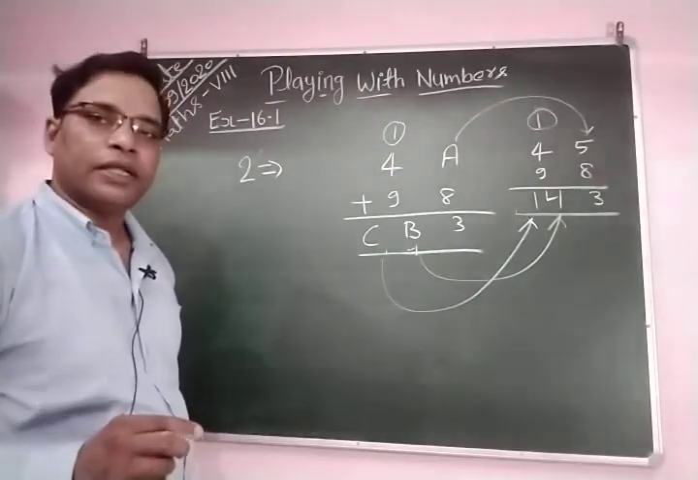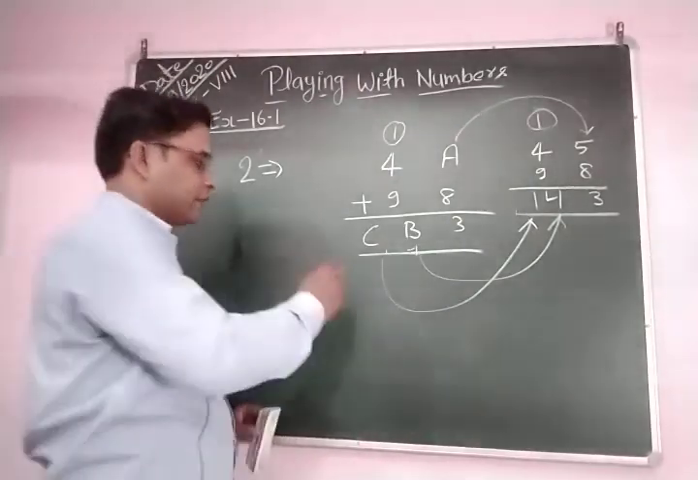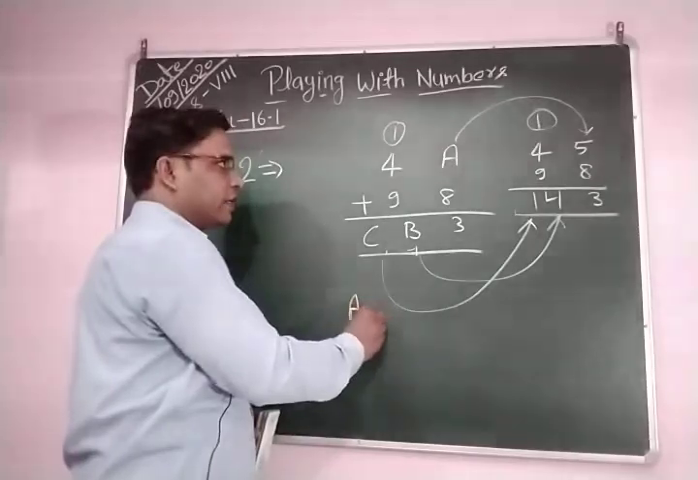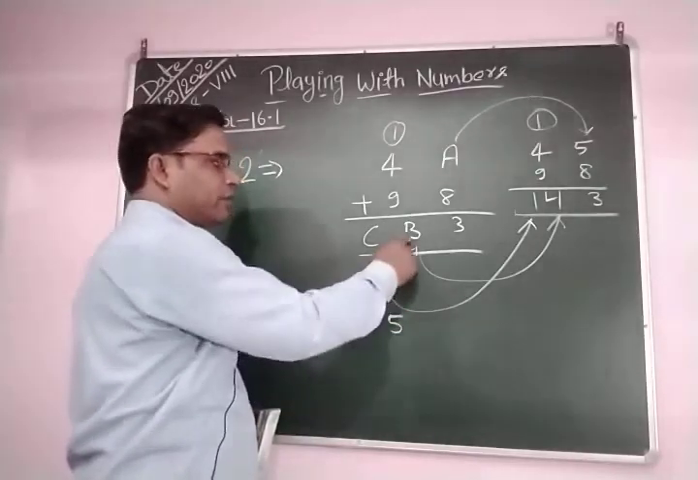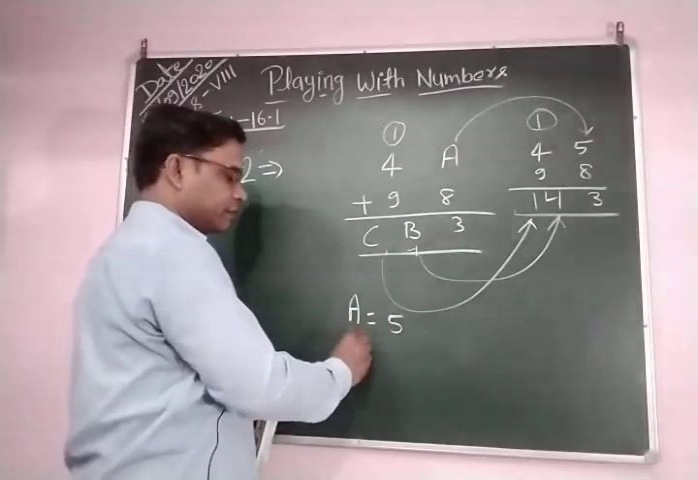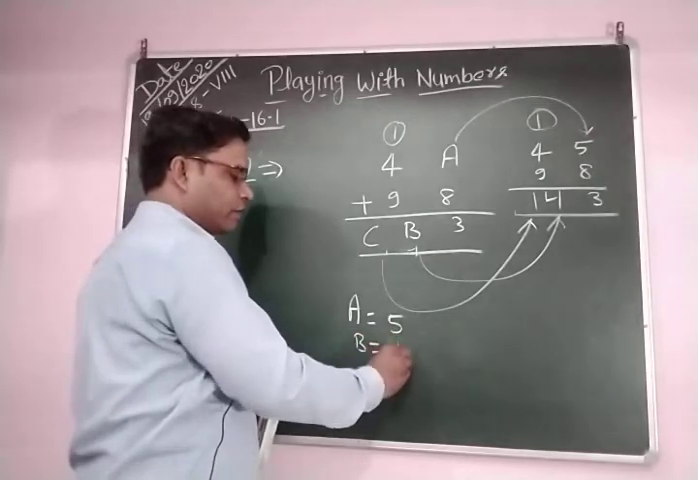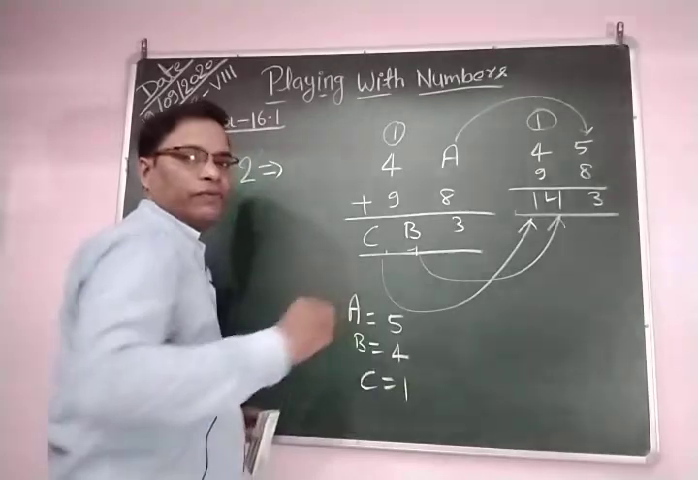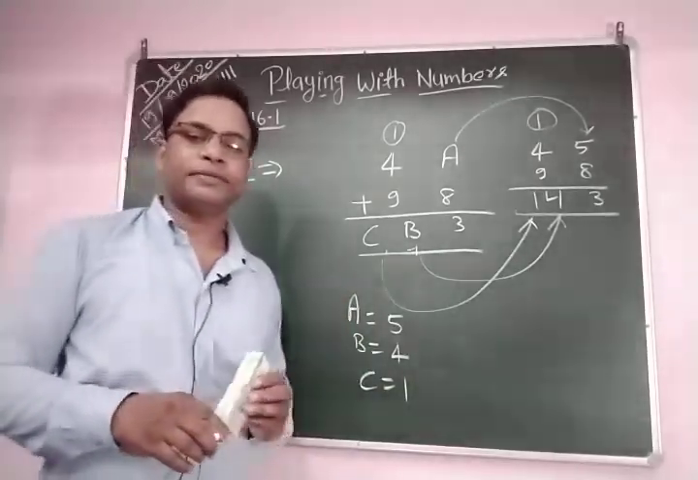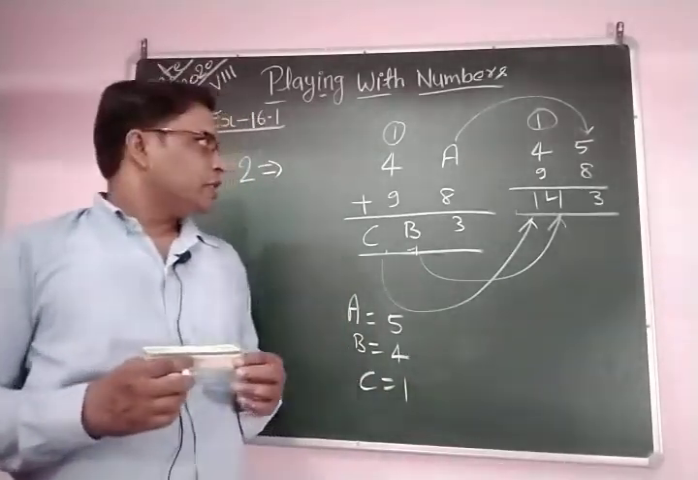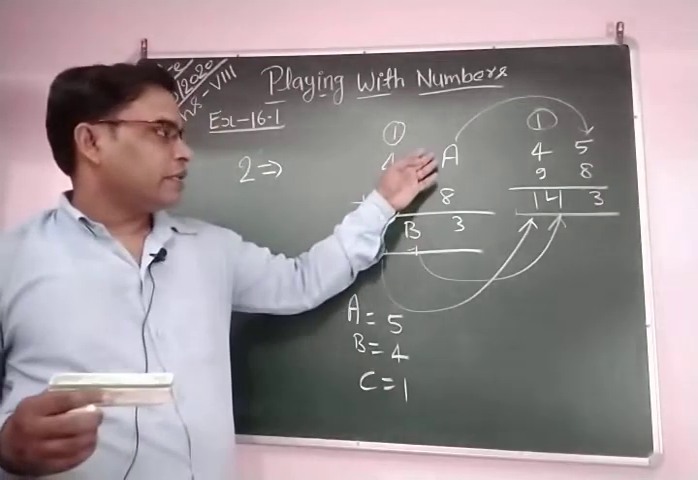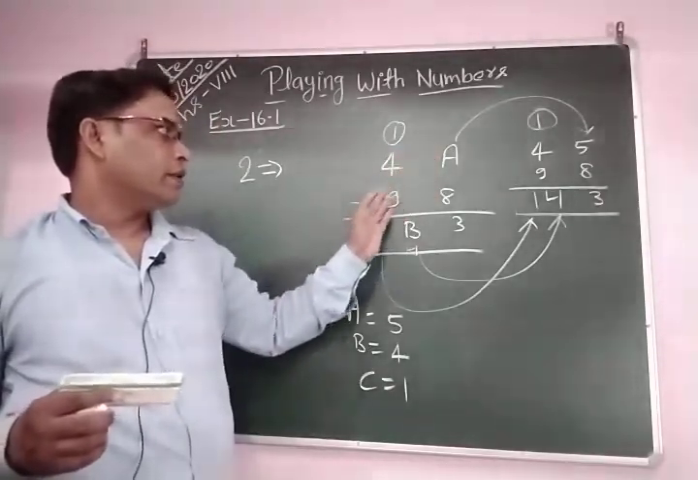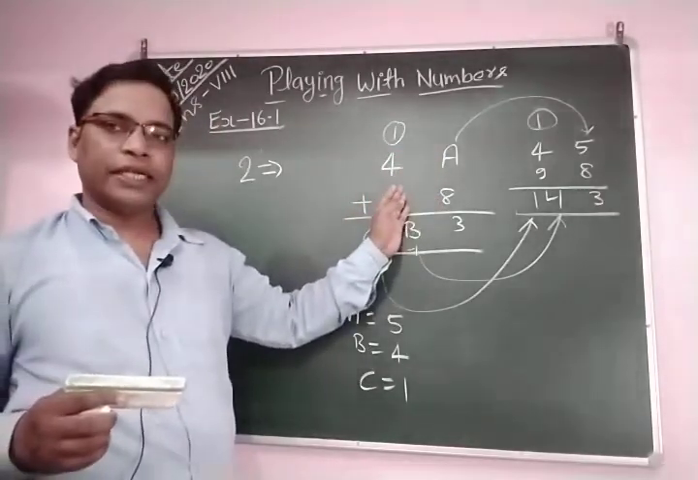We find the value of letter A. Value of letter A is equal to what? Nothing but 5. Value of letter B is equal to what? 4. B is equal to 4. The value of letter C is equal to 1. Clear?